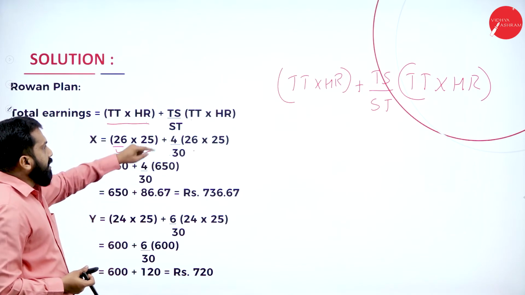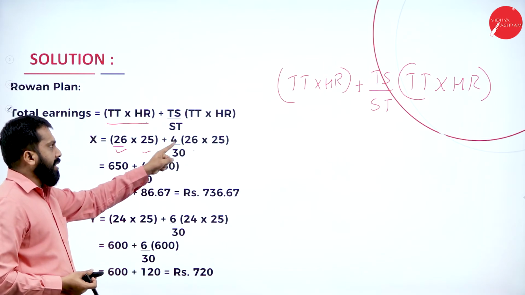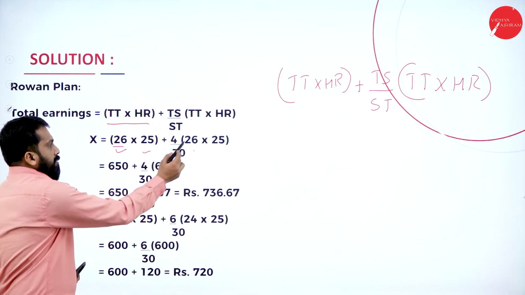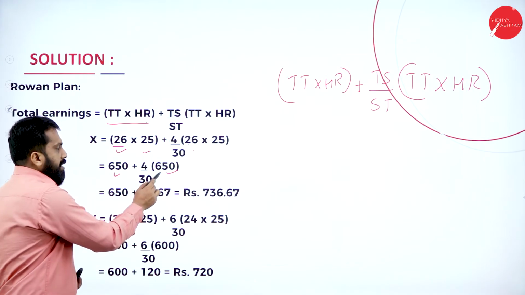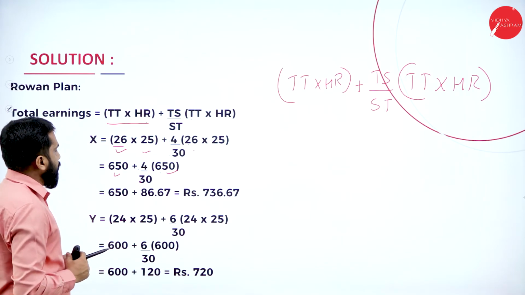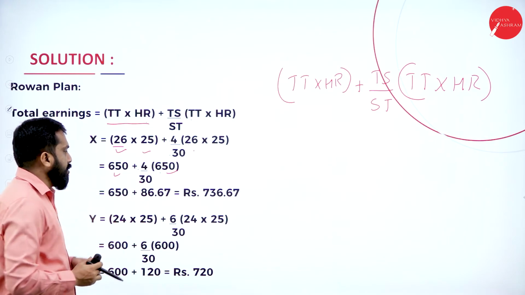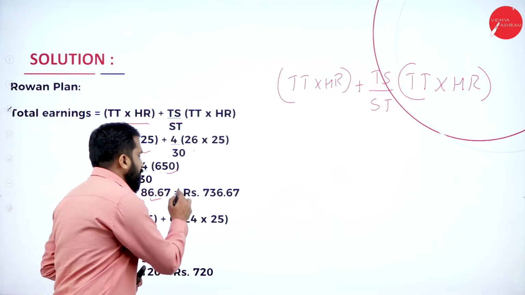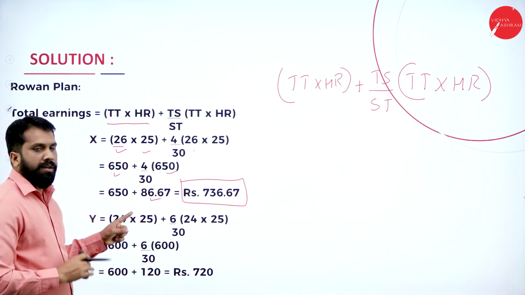But we are supposed to take time saved divided by standard time. First you multiply, then 4 by 30, whatever answer you will get. Now, if you multiply, you will get 650. 650 into 4 divided by 30. How to calculate? Take your calculator. 650 multiply with 4 divided by 30, you will get 86.67. Add both, it will be 736.67. Any doubt? No doubt.